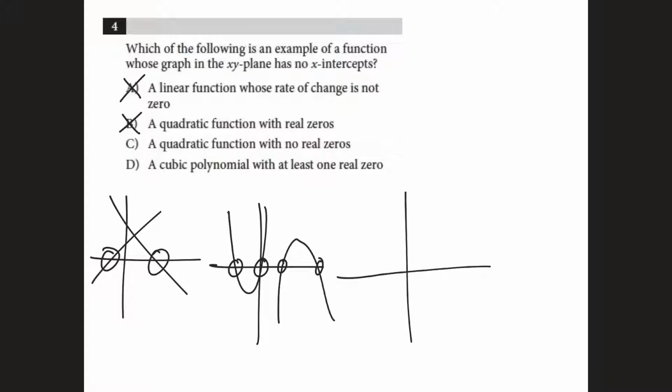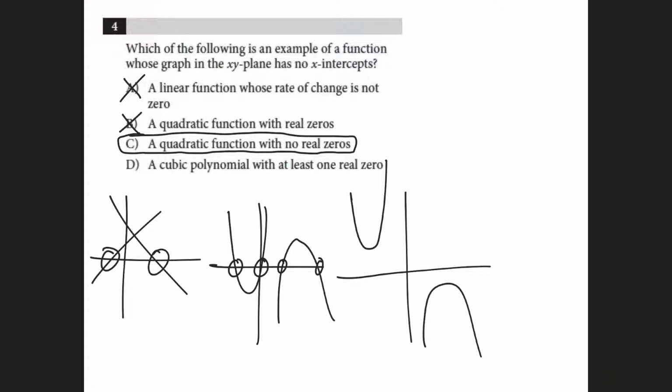Quadratic function with no real zeros. Well, that means that it doesn't touch the x-axis. Either goes up or goes down, opens up or opens down, but does not touch the x-axis. And yes, a quadratic with no real zeros will have no x-intercepts.